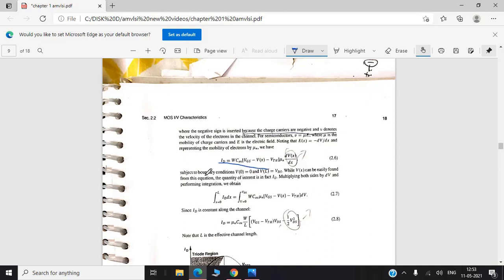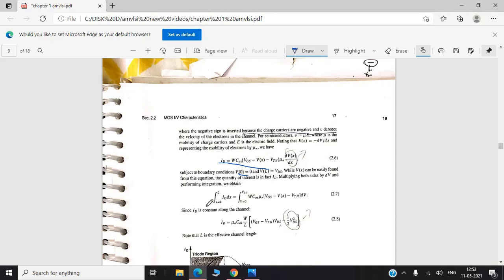Okay, now again subjected to boundary conditions. Now we will have a boundary condition where V of 0 is equal to 0 and V of L will be equal to VDS. So substitute V of X as 0 and V of L as VDS. So what will it become?